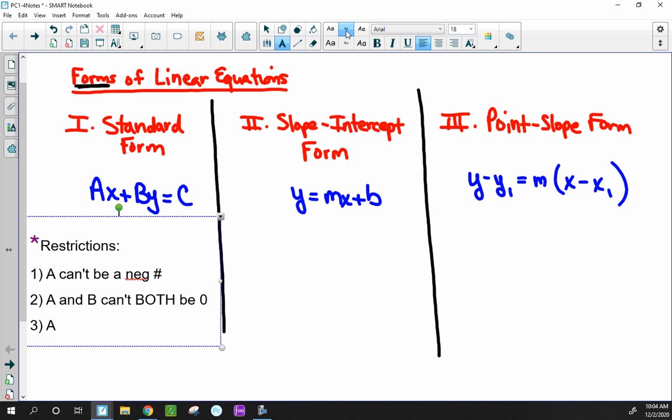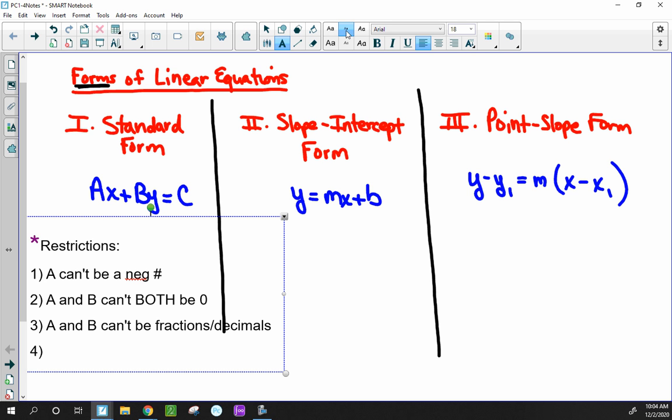Number 3, A and B cannot be fractions or decimals. And number 4, A, B, and C must have a GCF, greatest common factor, of 1. So if any number can divide into A, B, and C other than 1, you must go ahead and do that and simplify it.